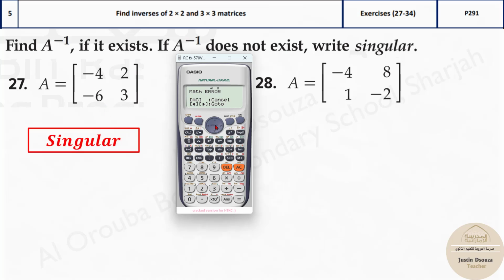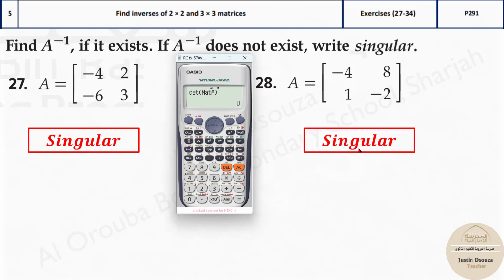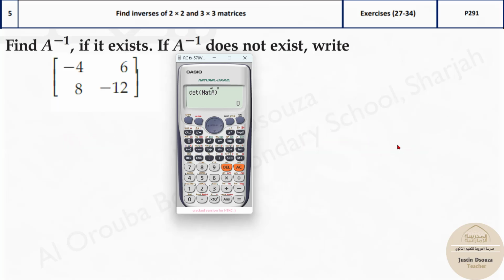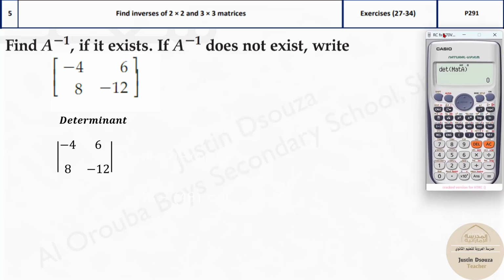It's singular. Now, if you want to double check the determinant is 0, I will just clear it out. You can press shift and 4. There is option number 7 for determinants, and then again shift and 4, press matrix A, close the bracket. Here the determinant is 0. If determinant is 0, the matrix is singular. Or if you get a math error, that means it's singular. Even this is singular, you can try by yourself. Over here, I have done the written method. You can follow this as well. But the calculator method is more than enough.